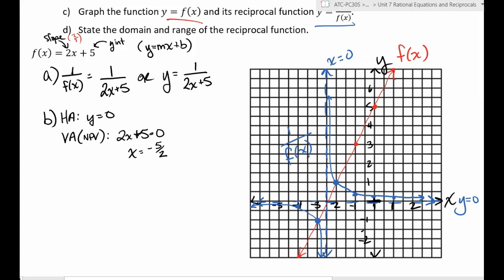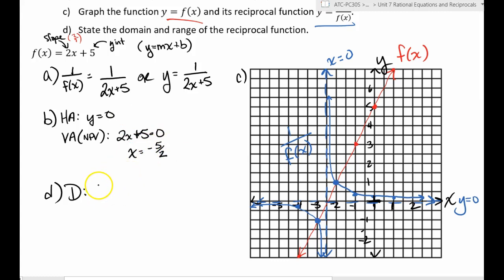Again, you're more than welcome to make a table of values. There's nothing stopping you from doing that. So that's C. D, stating my domain and range of my reciprocal. So looking at the blue. Domain, again, remember, is my input. Those are my x values. So my only restriction is that x can't be negative 5 halves.